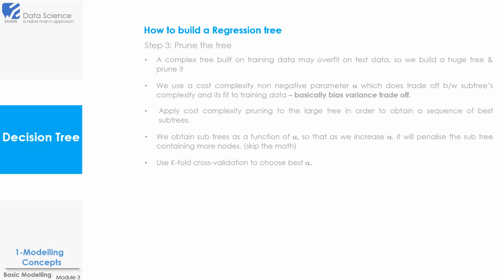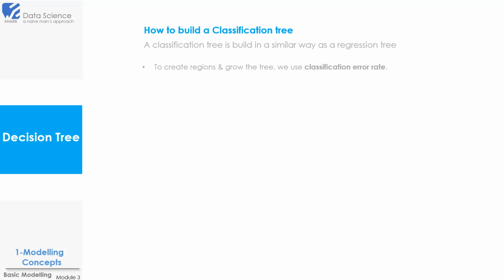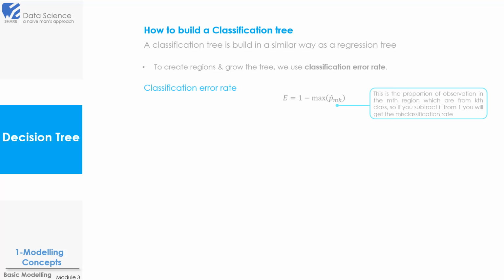Now that we know how to build a regression tree, let's see how to build a classification tree. A classification tree is built in a similar way as a regression tree. Here, to create regions and grow the tree, we use classification error rate instead of RSS. The formula for classification error rate is shown here. Here p hat mk is the proportion of observations in the mth region which are from the kth class. So if you subtract it from 1, you will get the proportion of observations which are in the mth region but do not belong to the kth class. Hence they are called misclassified and will contribute to the classification error rate.